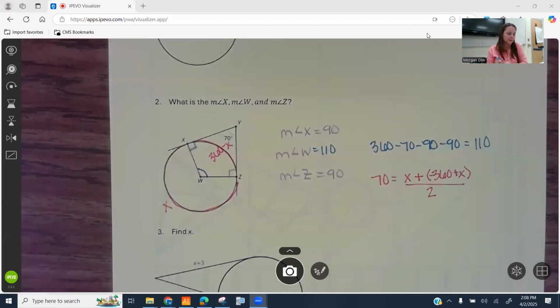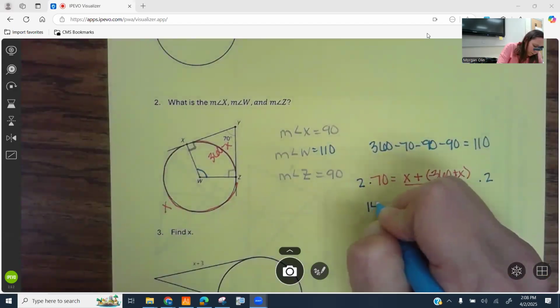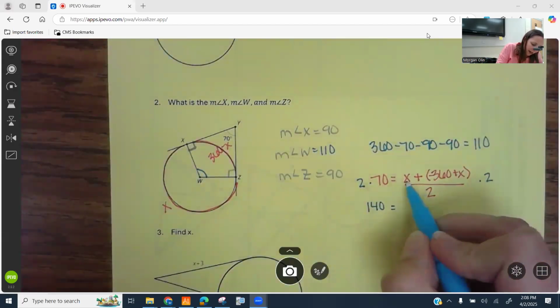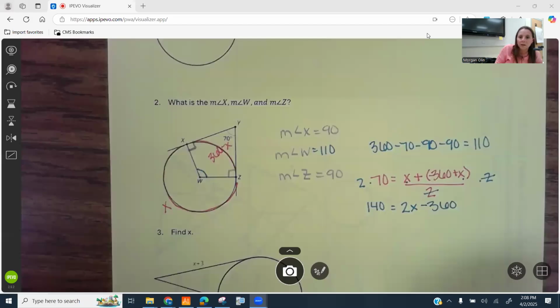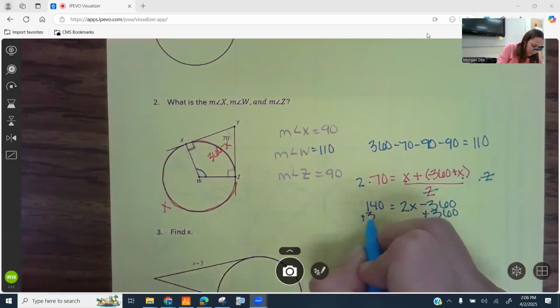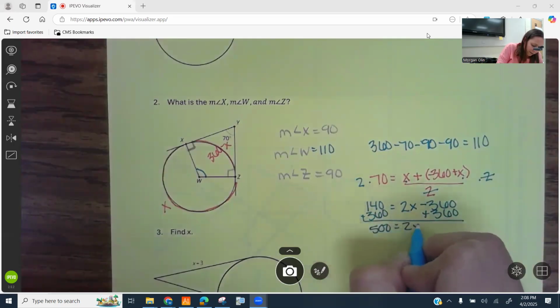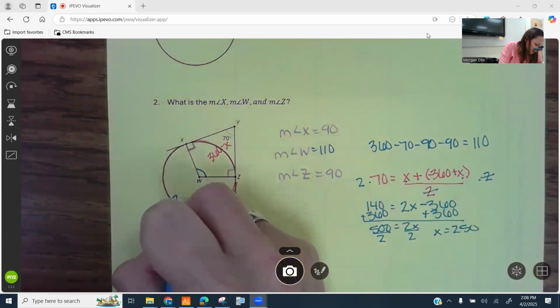Now I'm going to do a couple things at once. I'm going to multiply each side by 2. So this is 140 equals. Now this X and that X are going to make 2X. Now these 2's cancel, and then I have negative 360. All right, now add 360 to both sides. I get 500 equals 2X. And when I divide by 2, I get X to be 250. Well, what that means is this is 250 right here.